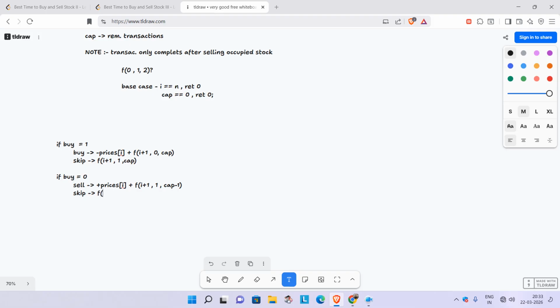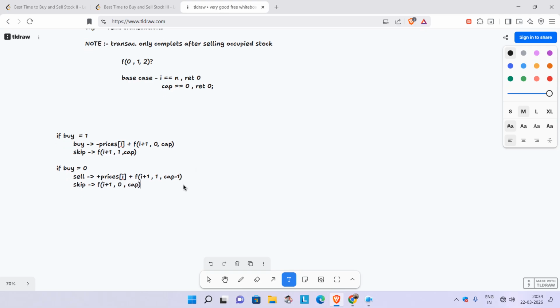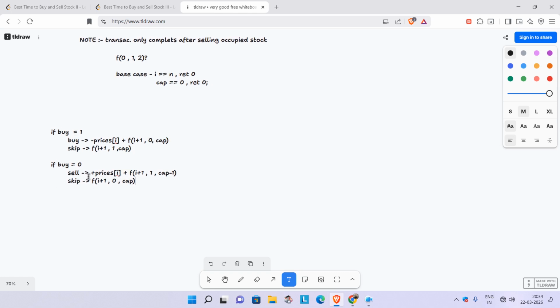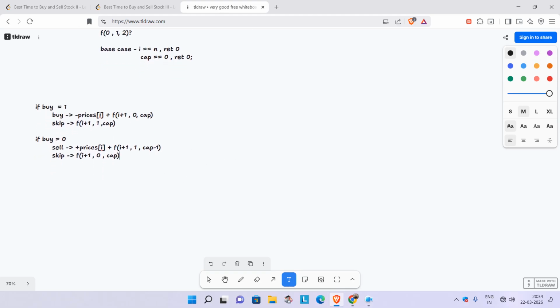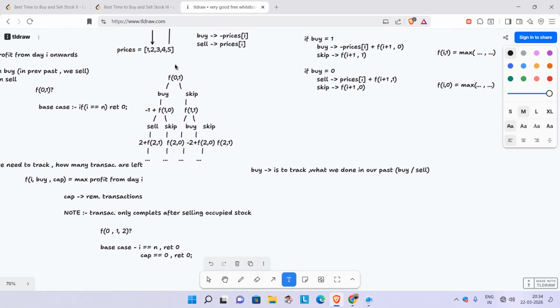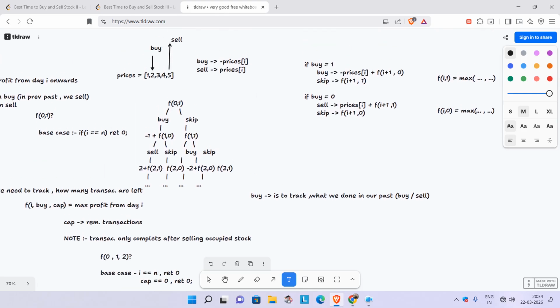And if we don't want to sell, we simply call for another day, the status remains the same, and the capacity again remains the same. So capacity reduces only if we successfully sell. Okay, so we take the maximum of these. And a similar test case dry run for this question was done in our previous questions.